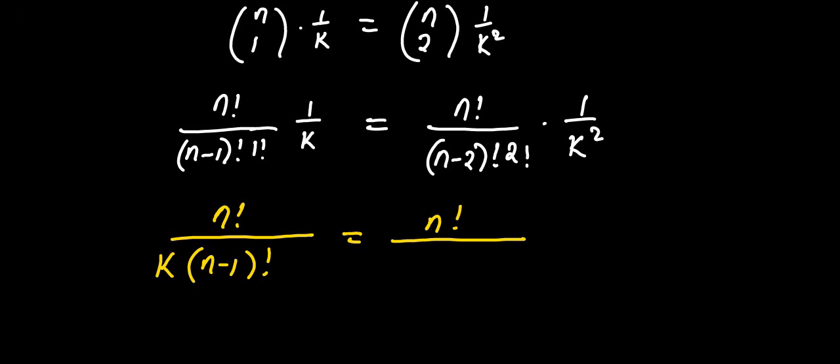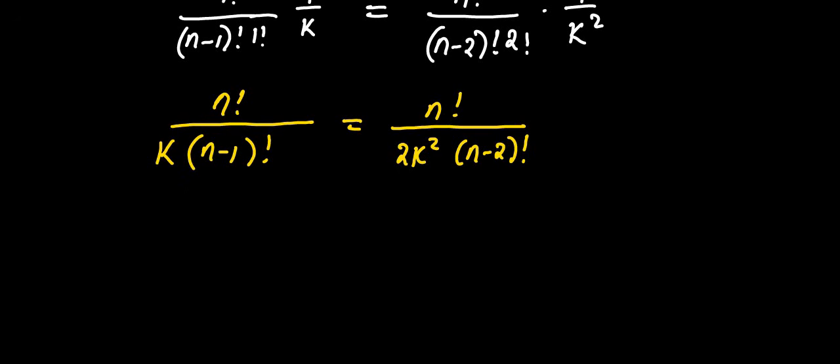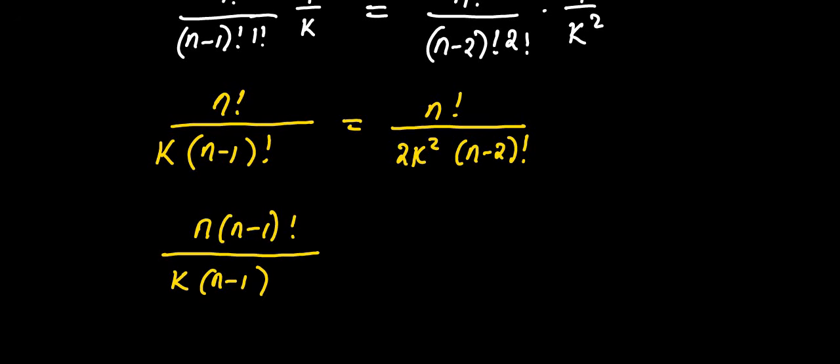This is a k squared and a 2. 2 factorial is 2, right? So 2k squared, I'll write them here. Then I'm remaining with n minus 2 factorial. The guy on top, you can break down, is simply n and n minus 1, right? Then here I'm having a k and my n minus 1 factorial, so that this part cancels.